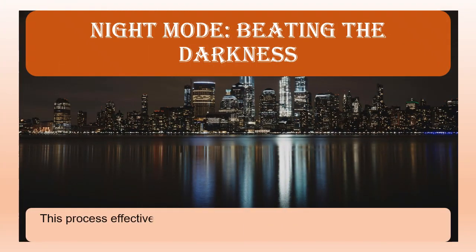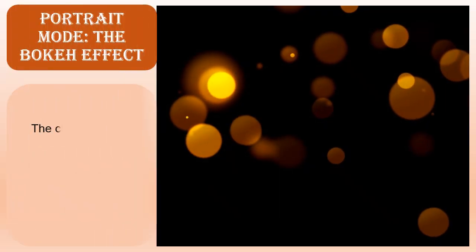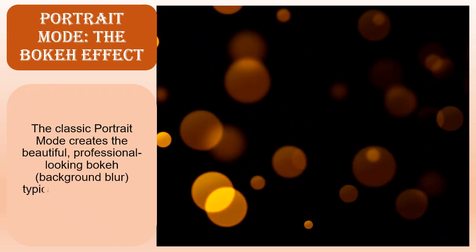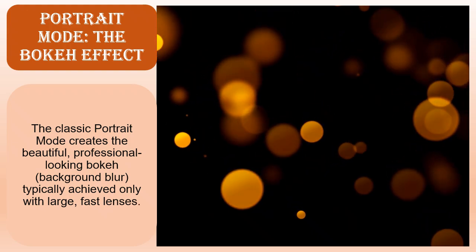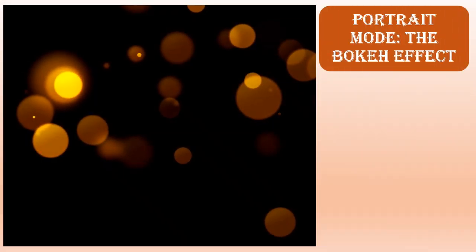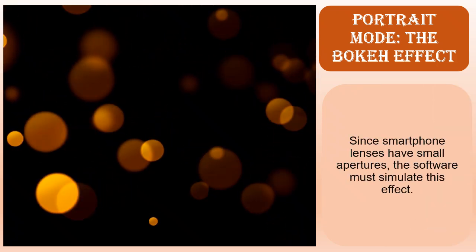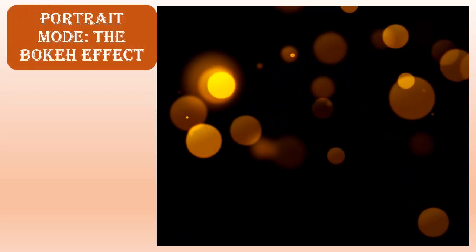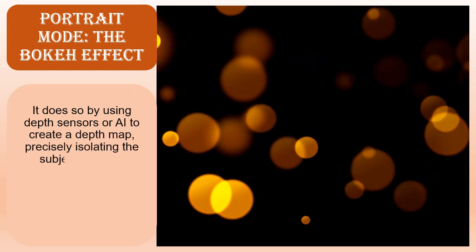Portrait mode, the bokeh effect. The classic portrait mode creates the beautiful, professional-looking bokeh, background blur, typically achieved only with large, fast lenses. Since smartphone lenses have small apertures, the software must simulate this effect. It does so by using depth sensors or AI to create a depth map, precisely isolating the subject from the background, and then intelligently applying a realistic blur filter only to the areas behind the subject.